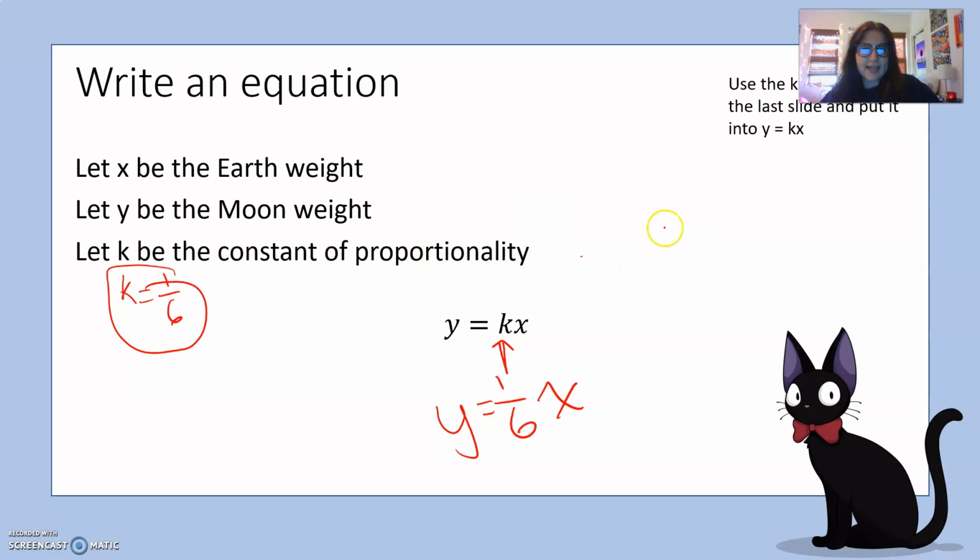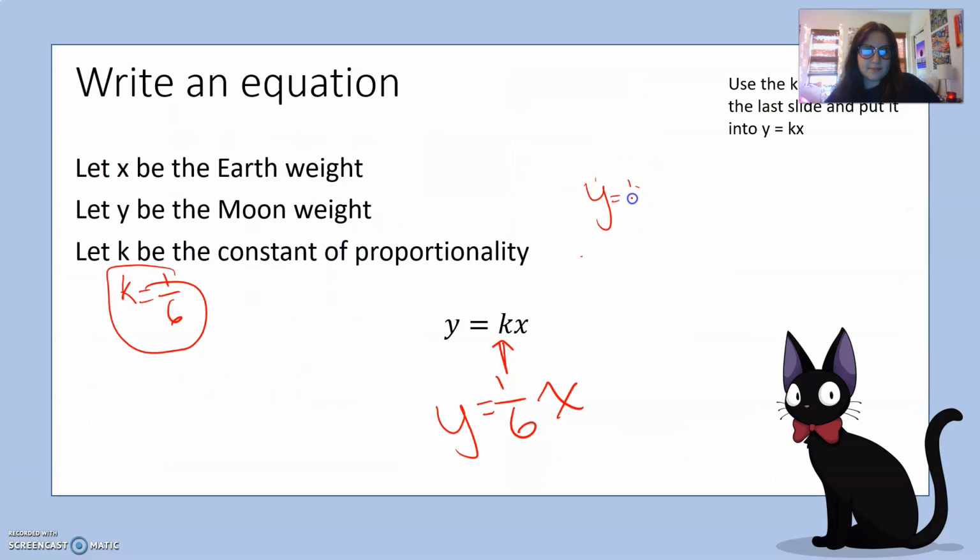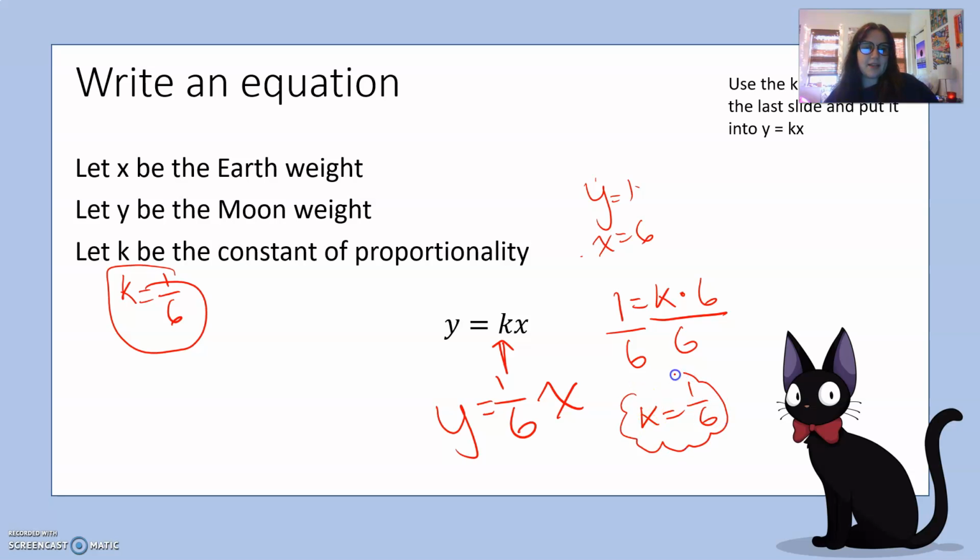I could also find k by plugging in one of my points and solving. So one of my points is where y equals 1 and x equals 6. I could say 1 equals k times 6. And now if I solve for k, divide both sides by 6, then k equals 1/6. So that's another way to find the constant of proportionality. But this equation models our situation.